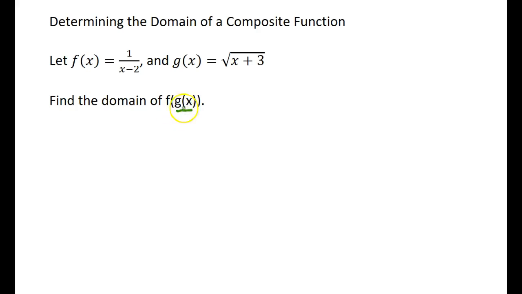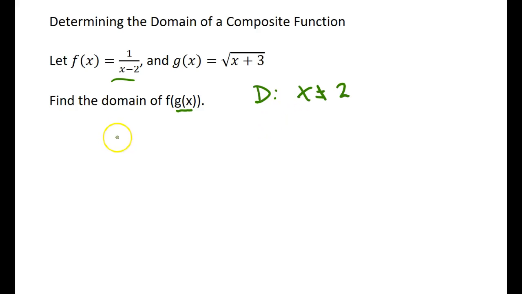Alright, determining the domain of a composite function can be a little tricky, because if I'm putting g inside f, all the limitations that I have on my g function carry over into my f function, and I have to also take into account the limitations on the domain of f. So here we go. Let's figure out the domain of f first. The domain for f is x cannot equal 2, because that would make the denominator 0, right? And so we need to keep that in mind.